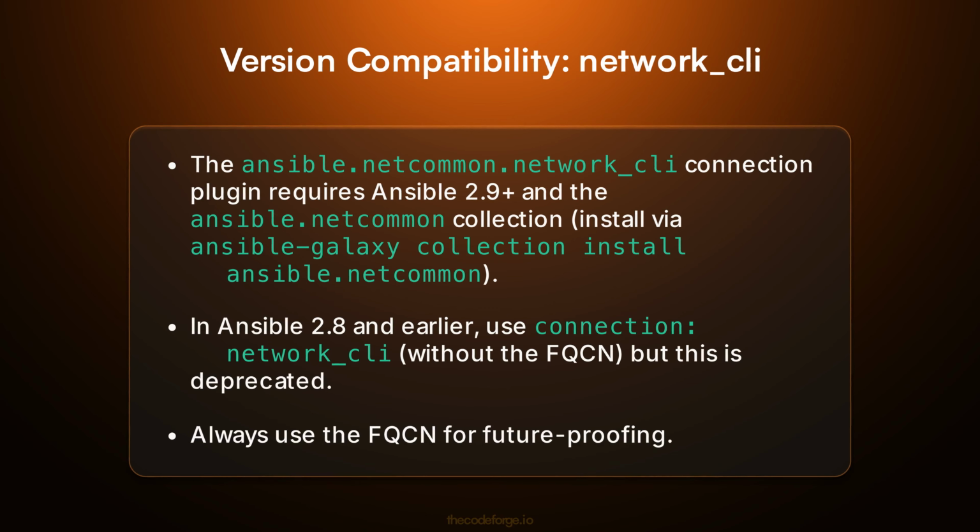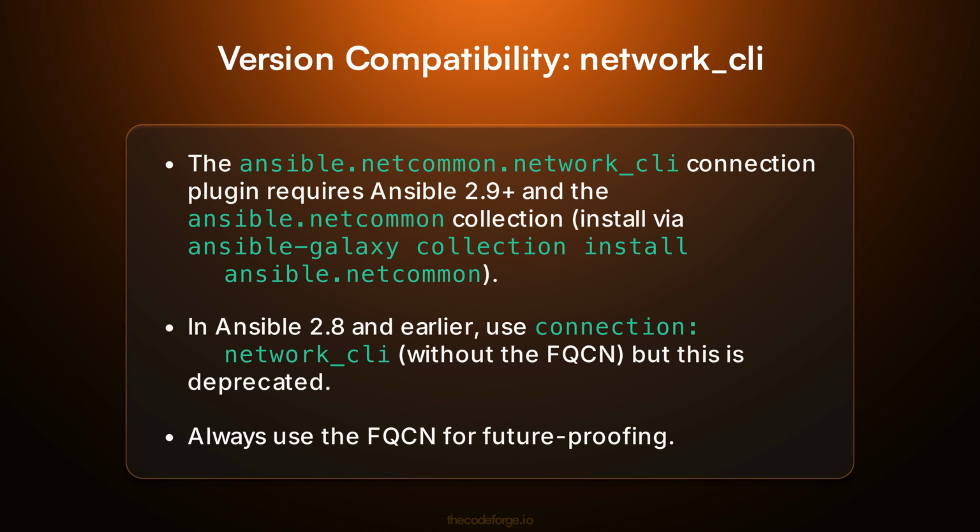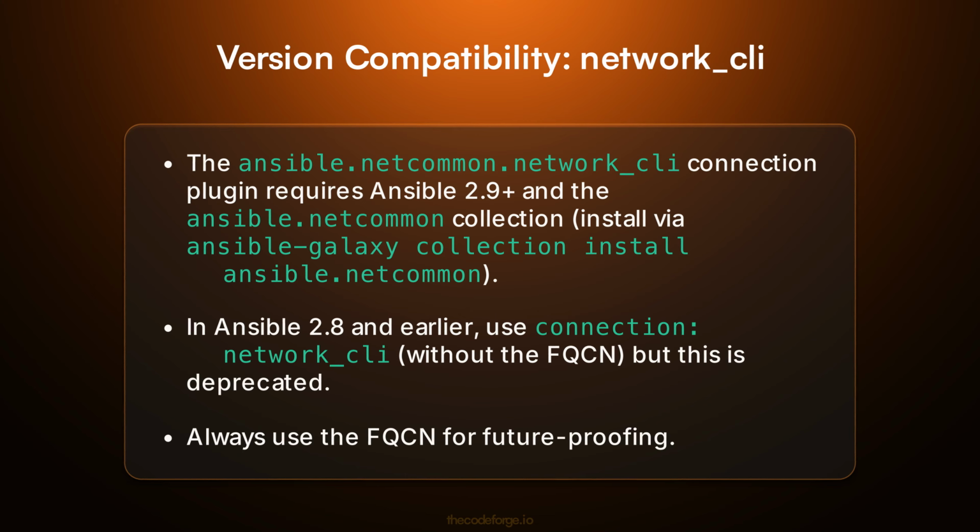The ansible.netcommon network_cli connection plugin requires Ansible 2.9 plus and the ansible.netcommon collection, installed via ansible-galaxy collection install ansible.netcommon. In Ansible 2.8 and earlier, use connection network_cli without the FQCN, but this is deprecated. Always use the FQCN for future-proofing.